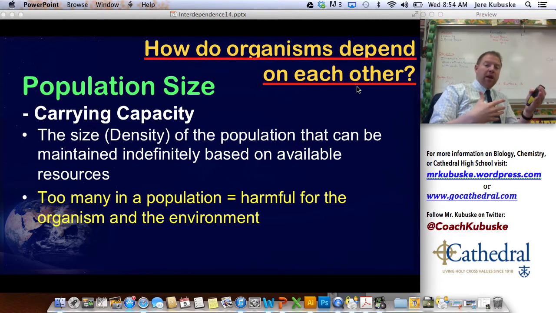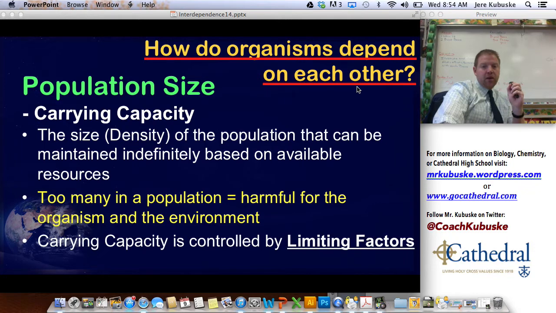If there's too many in a population, it can be harmful to the other organisms in the environment, and we just learned about how that is the case when we talked about the keystone species. Okay, so carrying capacity is controlled by limiting factors. Remember, predators are a limiting factor, food is a limiting factor, shelter, mates, etc.